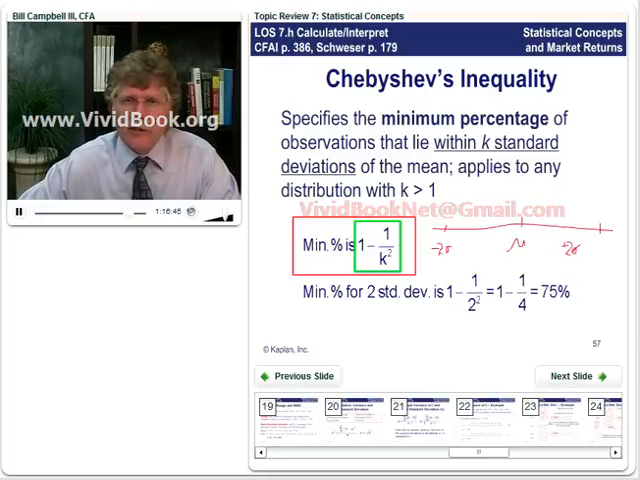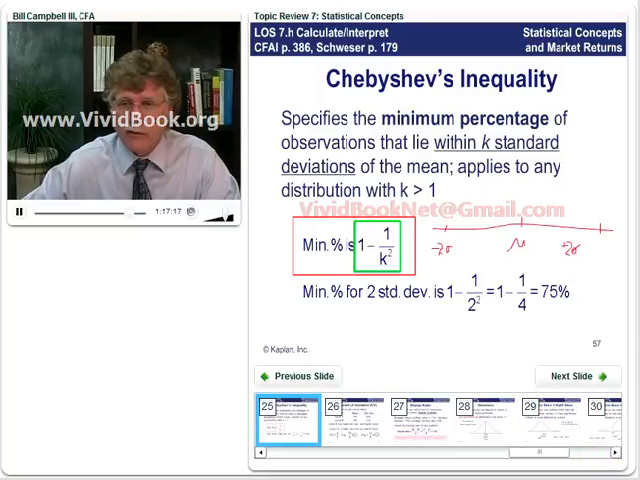Suppose we were at 3 sigma. 3 squared is 9. That's 1/9. 1 minus 1/9 is 8/9. At least 8/9, 0.888. 8/9 of our observations have to be between mu minus 3 sigma and mu plus 3 sigma, and so on. That's Chebyshev's inequality. They could easily ask you a question about that. Works for any probability distribution. Really cool result.